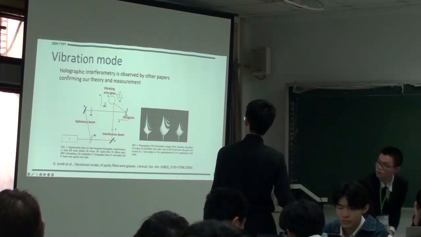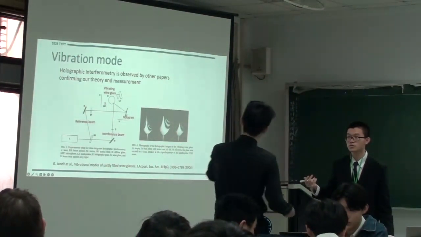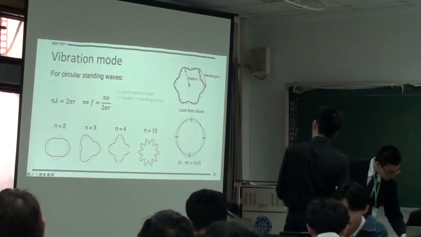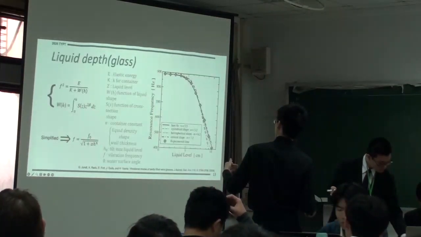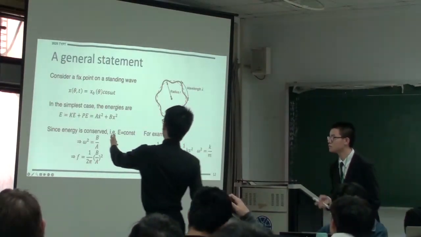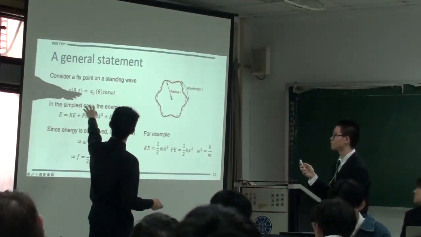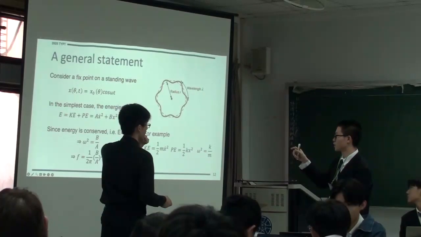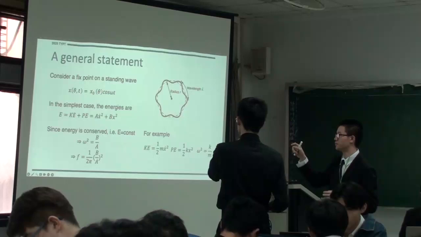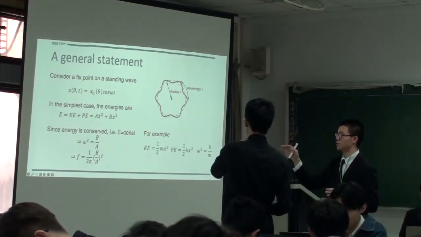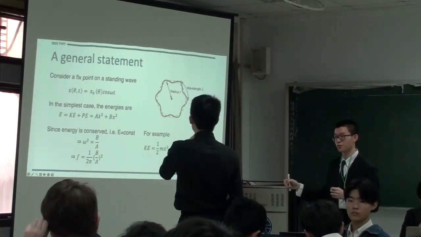Never mind, the number of the equation, like 12. Up, down, back. Oh yeah. So what's theta? The theta is the radius of the ball, and it is calculated by the number of the standing wave.